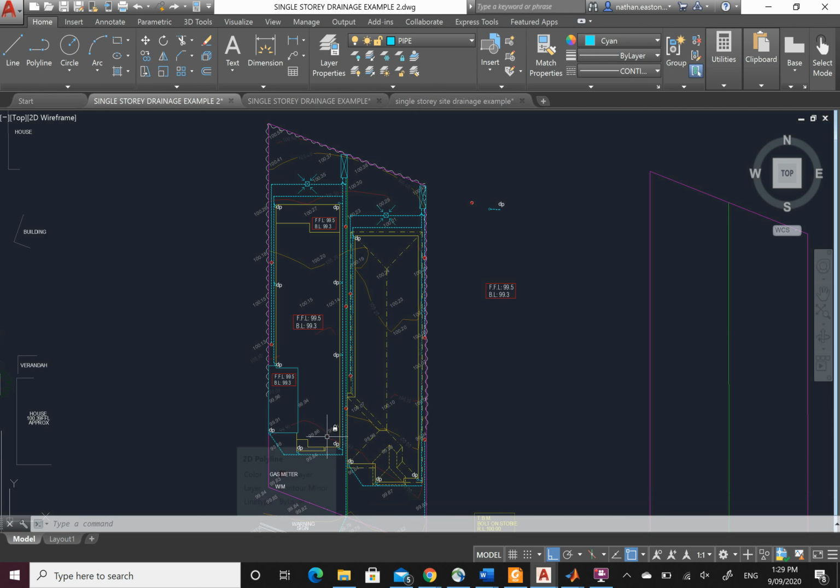But what we're going to do is look at the levels. So what I can do is look at the front level, look at the back level, and take a halfway point. But is that true? Is that going to work for our house? Not necessarily. Why is that?